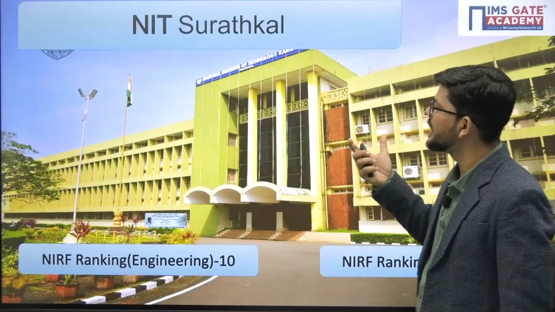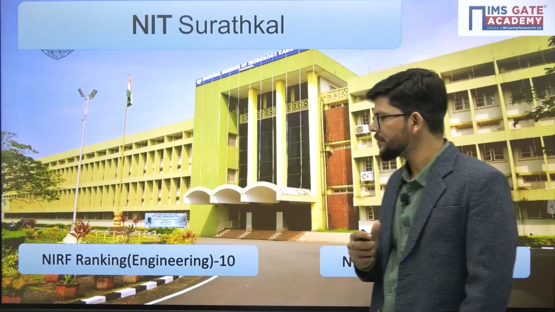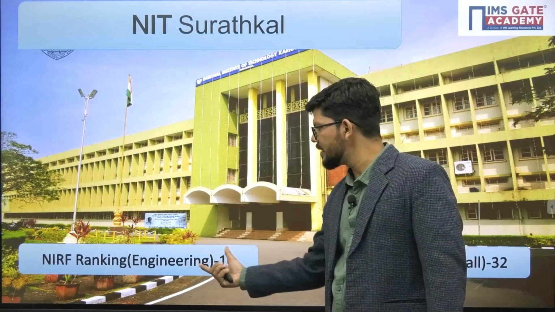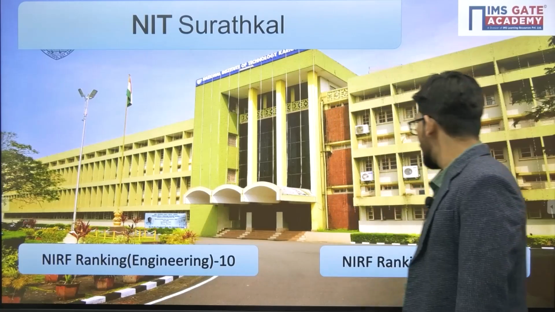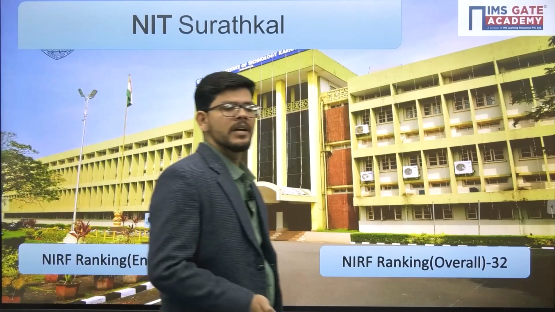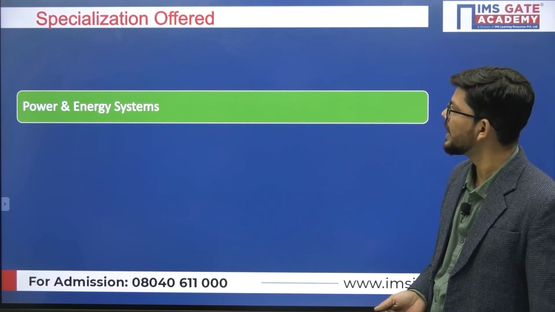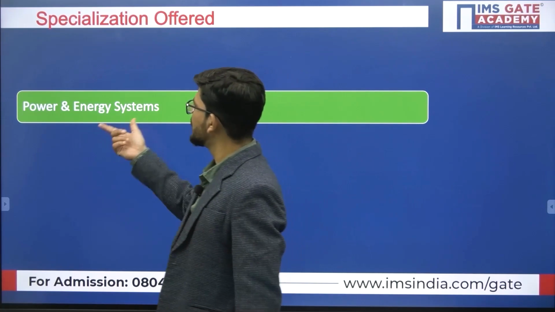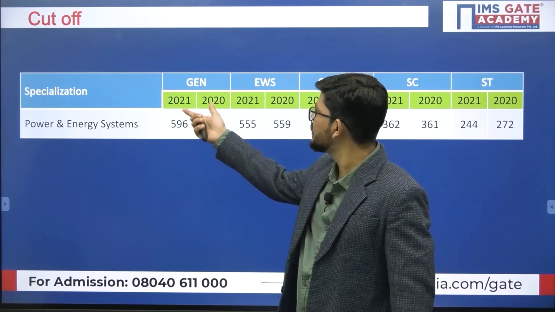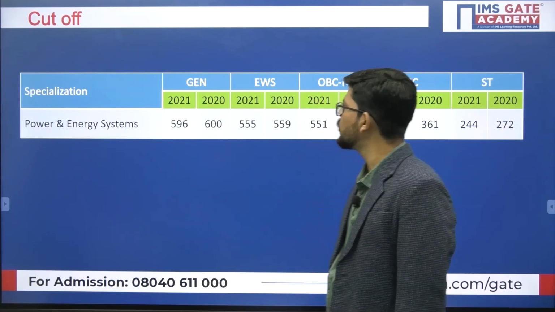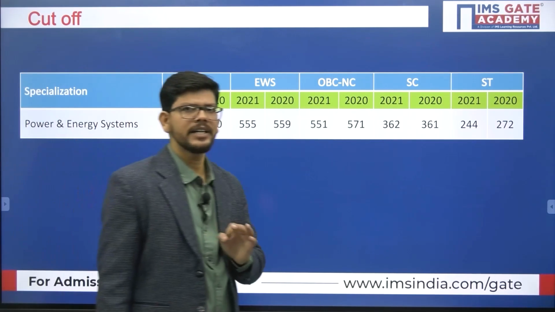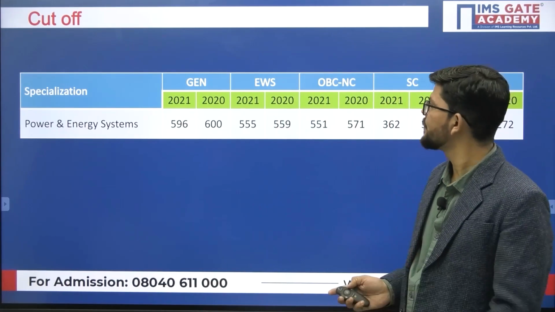Now coming to the next NIT, which is NIT Surathkal. Its NIRF ranking for engineering was 10, very good ranking. Overall it has been ranked 32 across India. Talking about the specialization, it offers power and energy systems, okay, and the cutoff here was 596 in 2021 and 600 in 2020. So if your score is above 600, then you can opt for NIT Surathkal, okay.